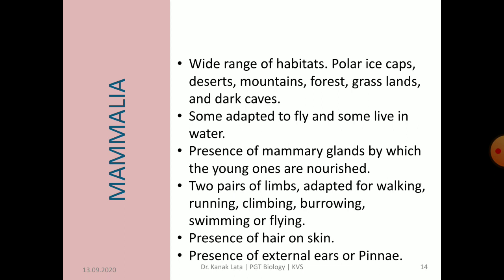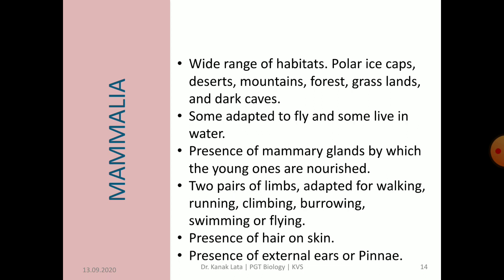Mammals have a wide range of habitats. They are present everywhere: in polar ice, deserts, mountains, forests, grasslands, dark caves, everywhere. Some mammals are also adapted to fly, like the bat. The bat is a flying mammal. Some live in water, like the blue whale. It is an aquatic mammal.